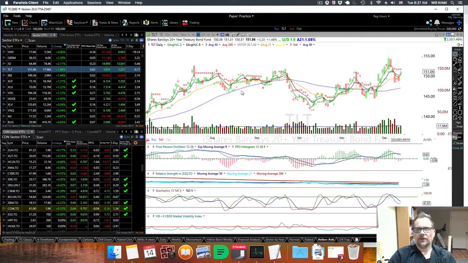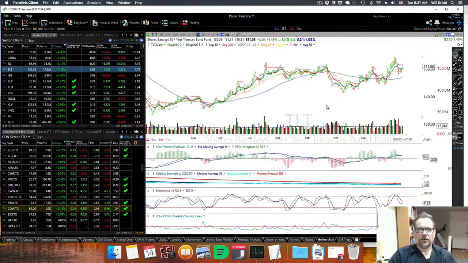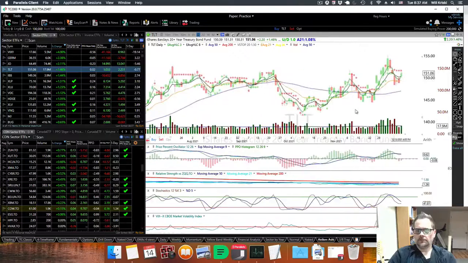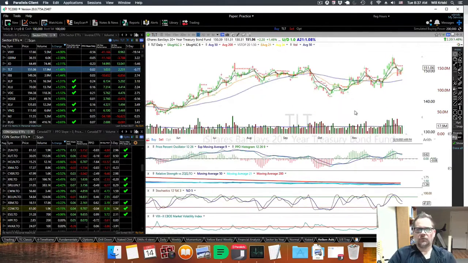And you can see that TLT, which is the 20-year Treasury bonds, has been doing decent as well. I don't really like buying bonds, but you can see like we've kind of got this uptrend here. But right now, there's the red volatility stops, but there is a bit of a breakout here.